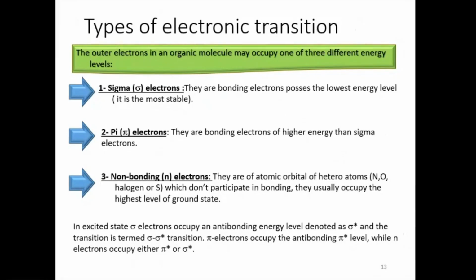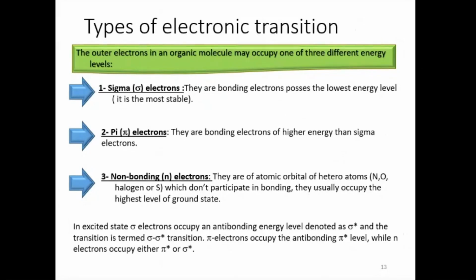Sigma is lowest, pi is intermediate, n highest. Very good, Zenat. Sigma low, pi high, and n highest. Very good, Anjali. Bonding lowest, anti-bonding moderate. Prabodh, you are wrong. Anti-bonding will always have highest energy. Okay. Kailash, pi to sigma. Okay, very good, very good.